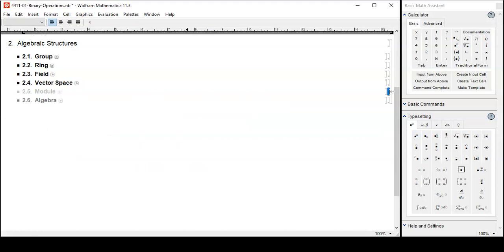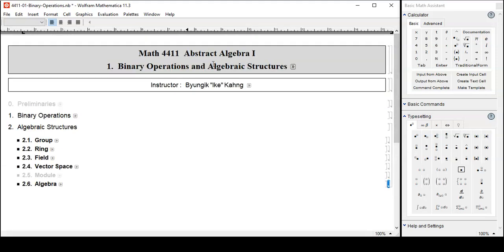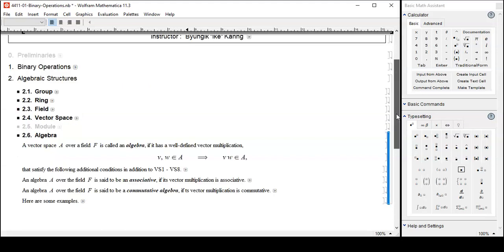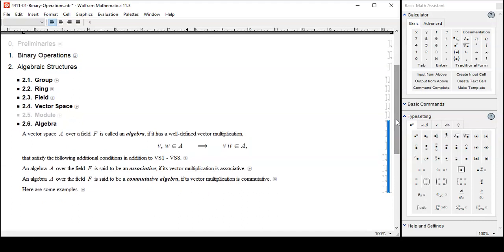Okay, that's modules. And then the next topic is algebra. And this algebra is not the same as this algebra there. This is not a field of study, it's just an algebraic structure. And who named it this way, I have no idea. And whoever did probably is regretting it by now.